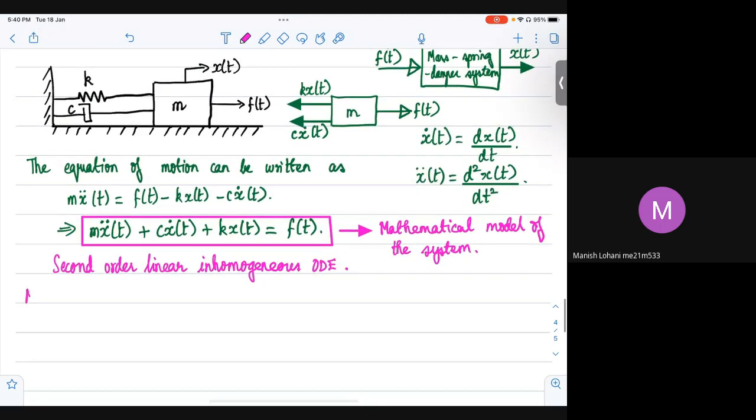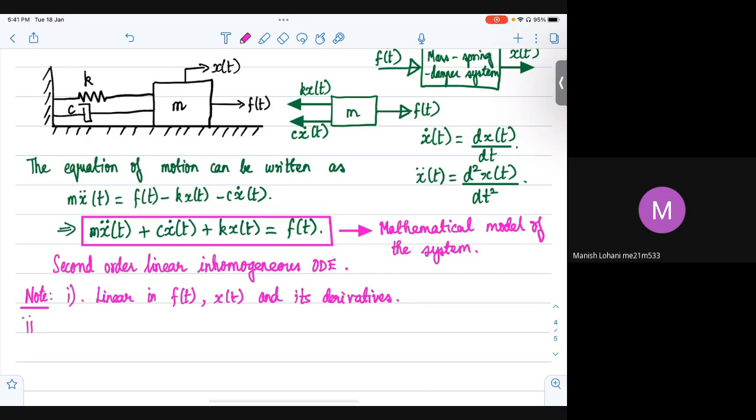We can immediately note that this corresponds to a linear system because it is linear in the input f(t), the output x(t), and its derivatives. So that is why it is linear. I'm just correlating the mathematics and the physics. It is a linear system because the equation is linear in the input f(t), the output x(t), and its derivatives.